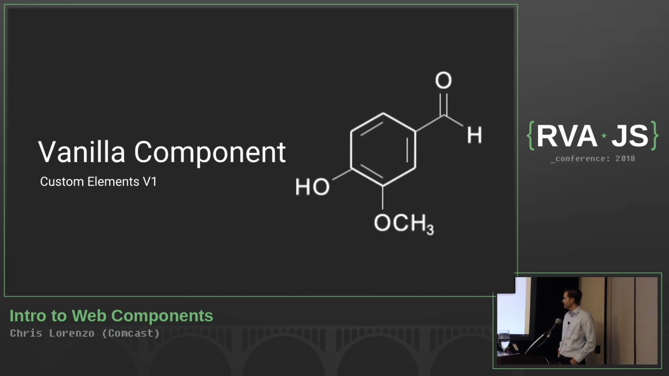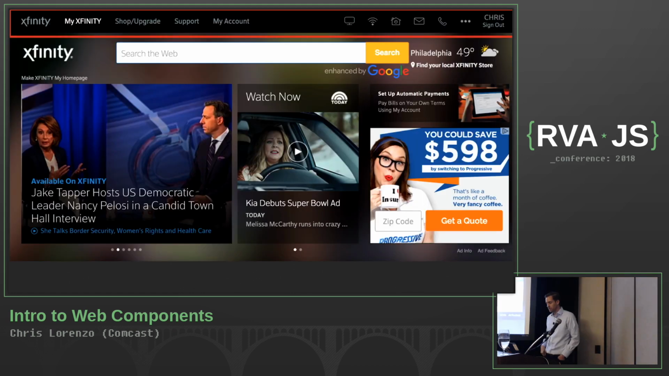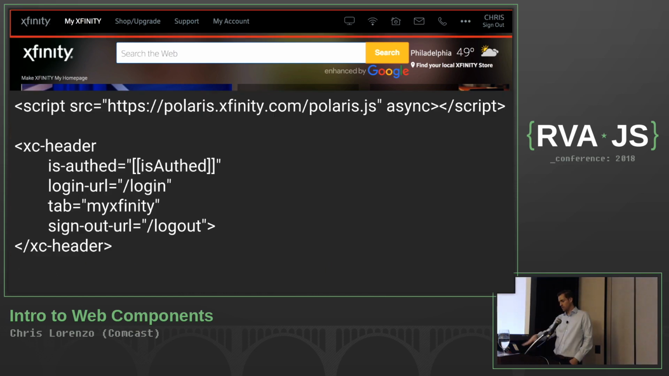I don't know why. So I really like vanilla components with custom elements. We have a really important one in production. This is our Xfinity Portal. This gets about 1 million users a day. And at the very top, that bar, we call it Polaris. It's a custom element that we actually distribute to all of our browsers. It weighs in at about 20 kilobytes. And you would load it up just by putting a script tag on the page.